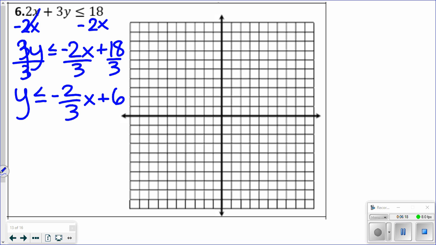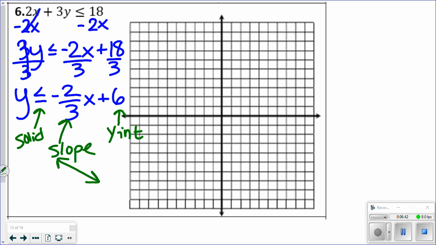So keep graphing these in slope-intercept form. Plug in 0, 0 to figure out where to shade. You can do it. This is your y-intercept. This is my slope or my rise over run. And it's negative, so your line needs to be decreasing. And your line needs to be a solid line because of your symbol. Use your notes. Let us know if you need help.